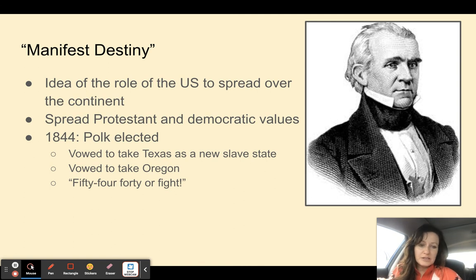So as I mentioned earlier, in 1844, Polk was elected. Why was he elected? Well, a big part of it was because a lot of the people in America really liked that he was pushing to move west and acquire more land. So he not only vowed to take Texas as a new state, but he vowed to take it as a slave state. That's important. He also vowed to take Oregon, right? That's really important for a port, especially for access to Asia.